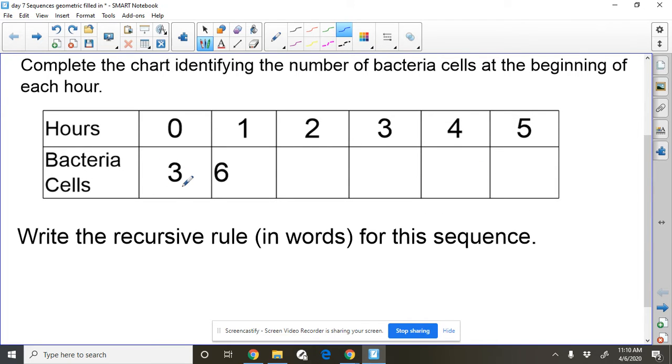At the beginning, at hour 0, there are 3. Each of those 3 splits into 2, which means now there's a total of 6. Then those 6 each split into 2, giving us 12. The 12 split into 2, which is 24. And if we look at what's happening here, we're multiplying by 2 every hour. That's the recursive rule.